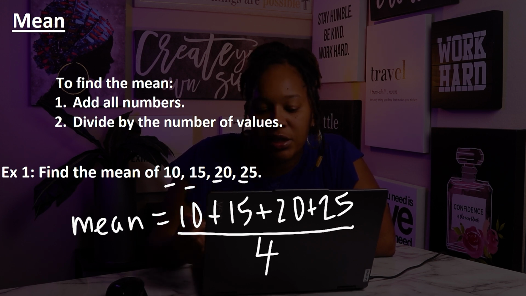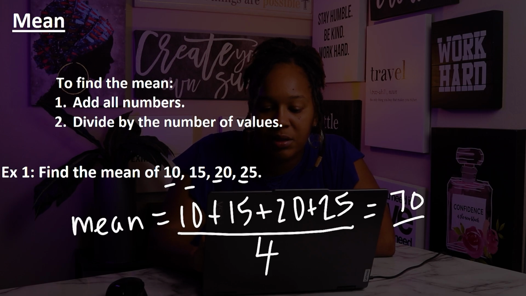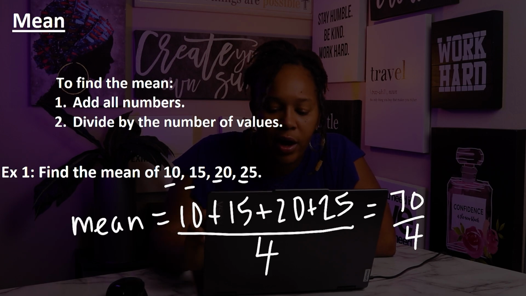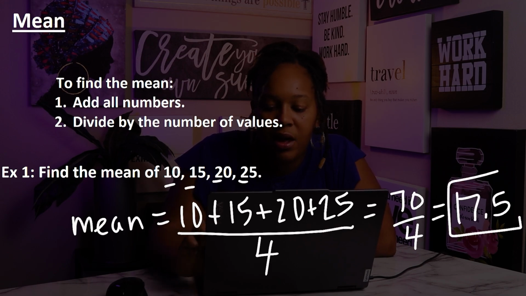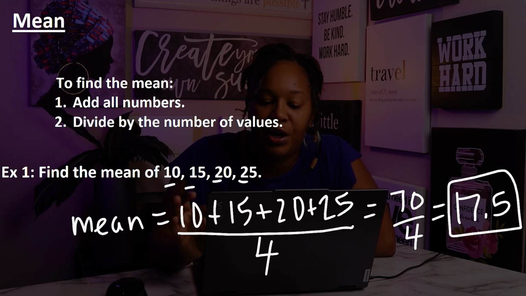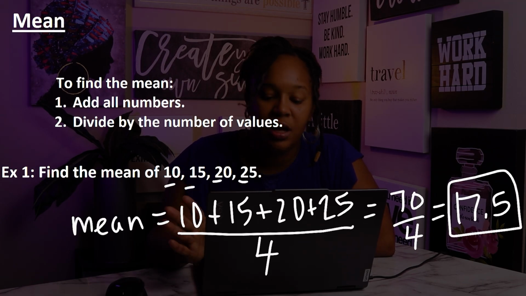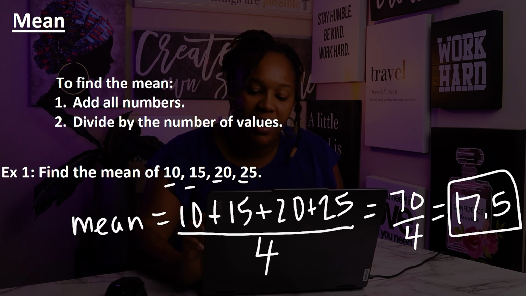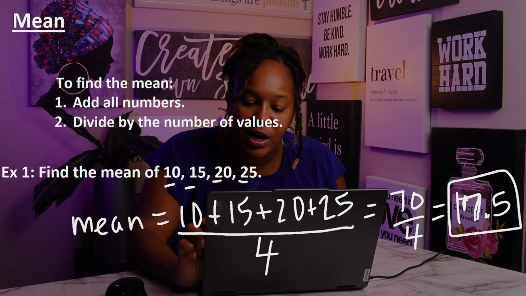So 10 plus 15 is 25, 25 plus 20 is 45, and 45 plus 25 is 70. So that's going to be 70 over 4. And then we're going to divide that. If you do 70 divided by 4, that actually ends up turning out to be 17.5. And so 17.5 ends up being your mean, which is the average of that data set. So the one number that you will use to represent this data set would be 17.5. And that is a 7 right there, just so you know, okay? So that's how you find the mean. You take all the numbers, you add them up, and you divide it by the number of numbers, all right?